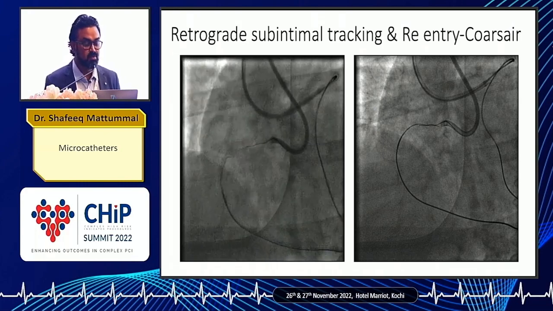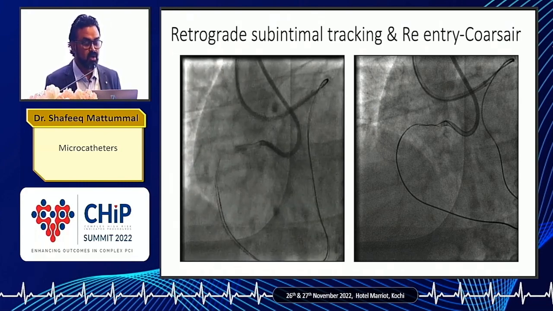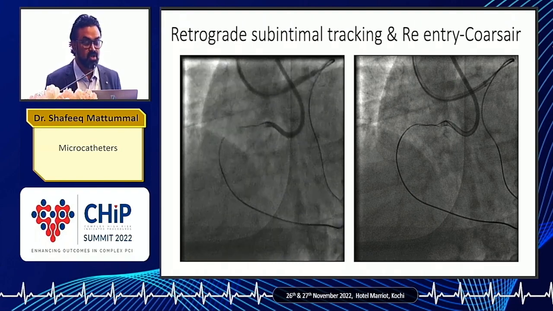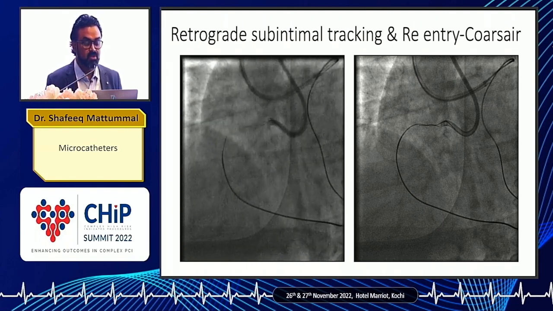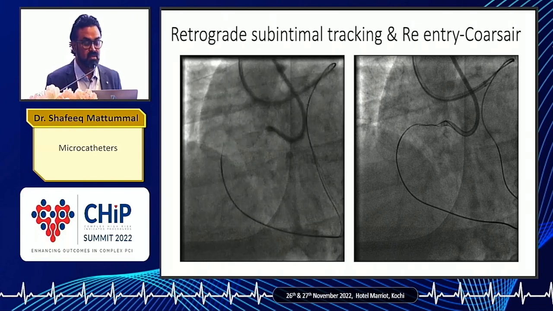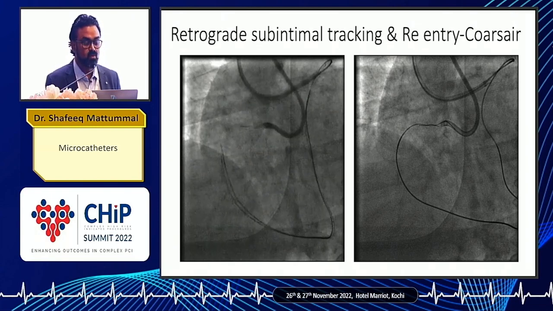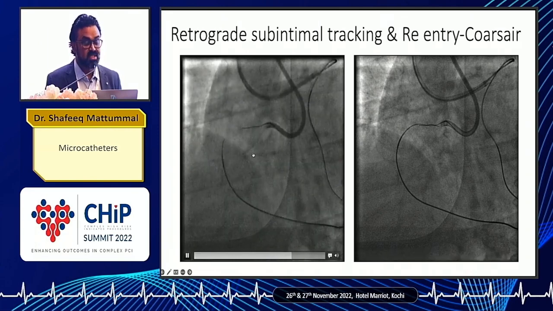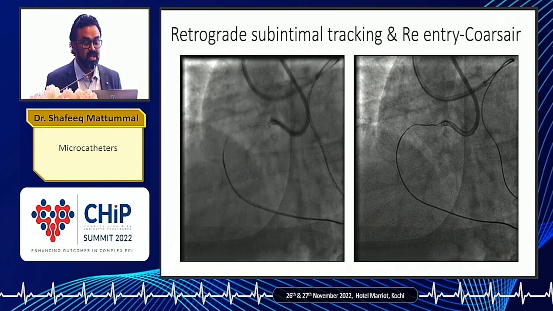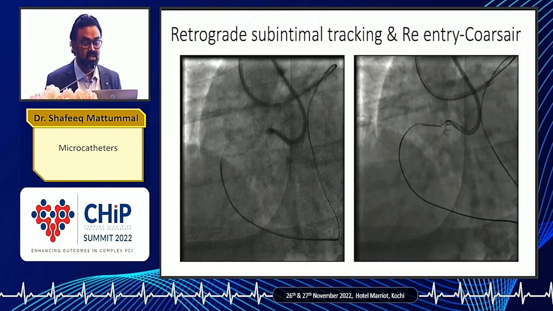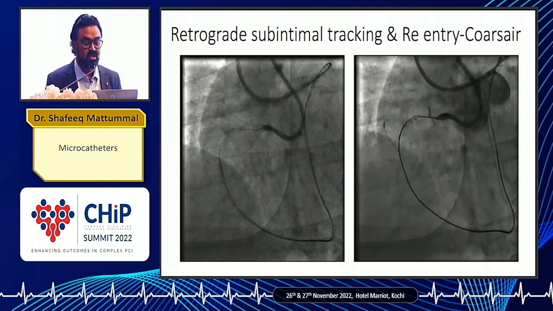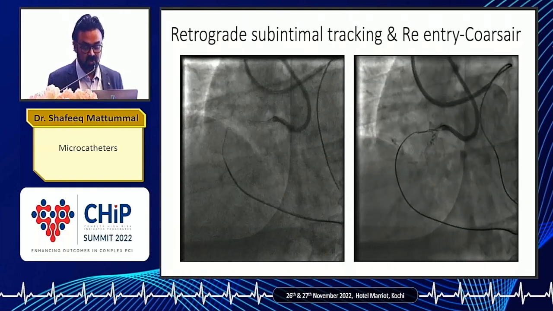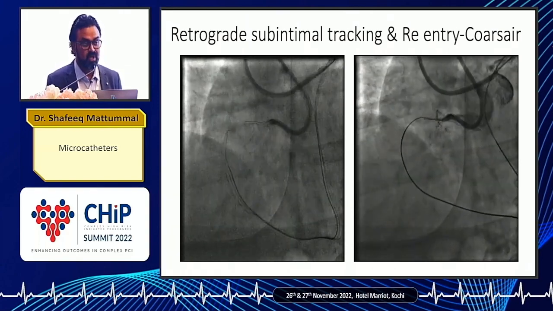And this is retrograde with subintimal tracking. Here it took some time to pierce. This is again a Corsair which I took for support, and I could advance the wire, a Conquest Pro 12, to pierce the distal cap, and it entered the subintimal space. You can see I could track this Corsair comfortably through the subintimal, and then completed by reverse CART technique.